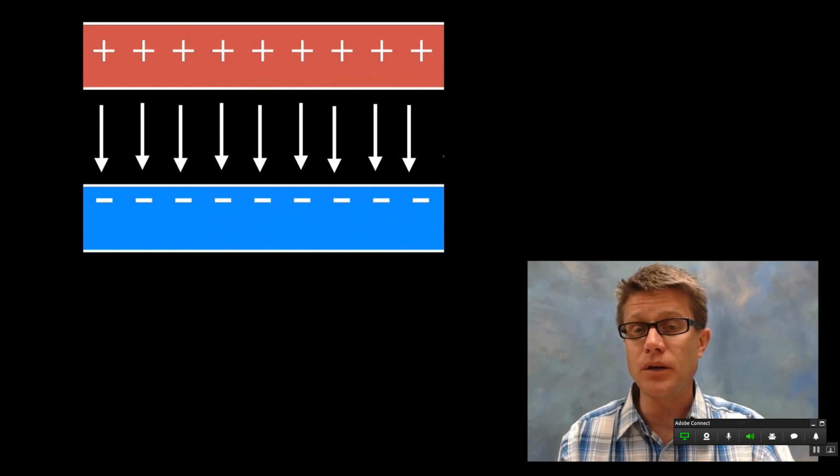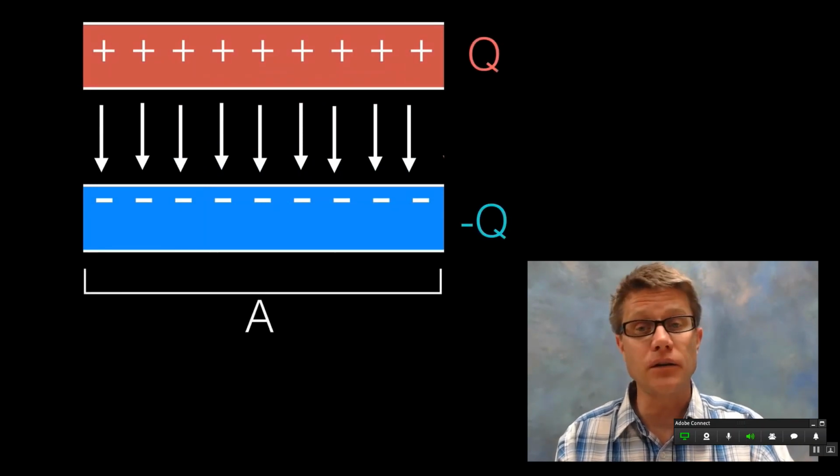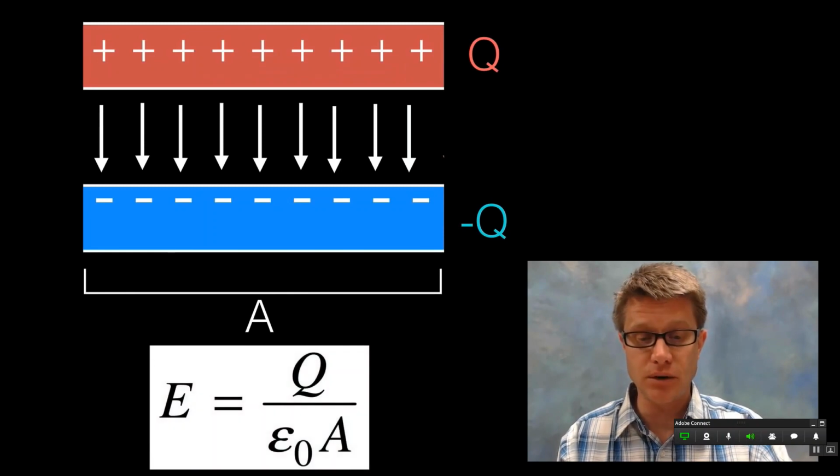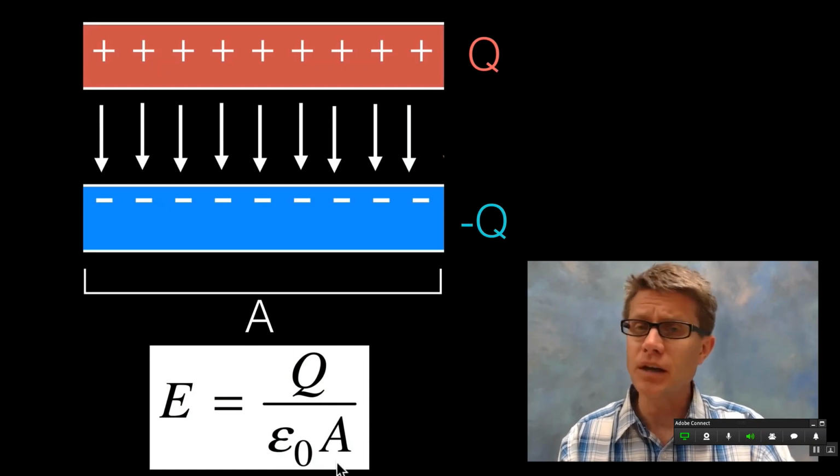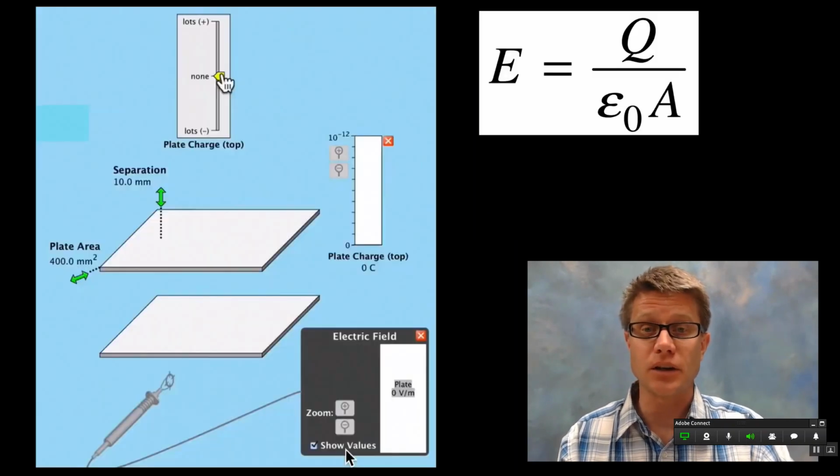And if we want to figure out what the electric field strength is, we could use the charge and the area of those plates. If we use this equation, the electric field strength is equal to Q, which is the charge, divided by the permittivity of free space. Remember, that is a constant, and so that's going to offer resistance to an electric field. And then we multiply that times area. If we increase the charge on the top, then we're going to increase the electric field strength. And if we decrease the area, then we're going to increase electric field strength.